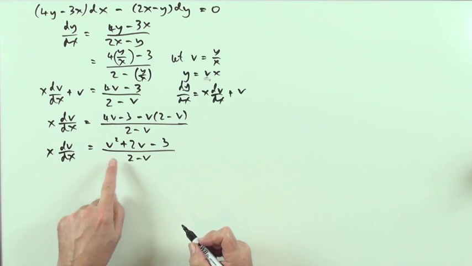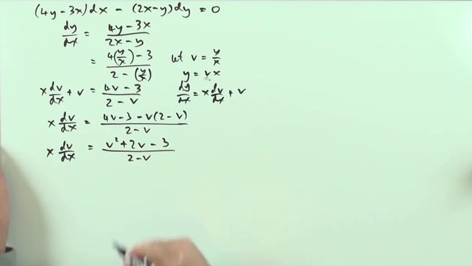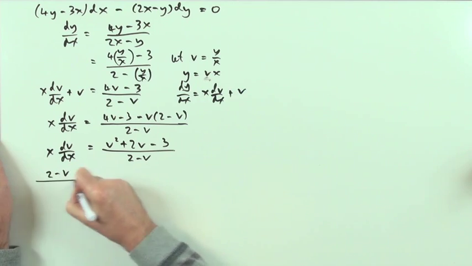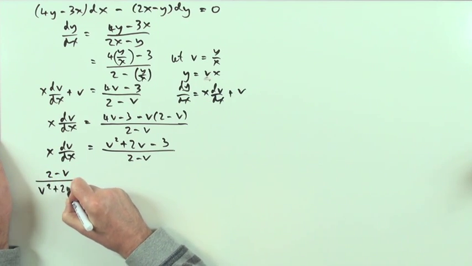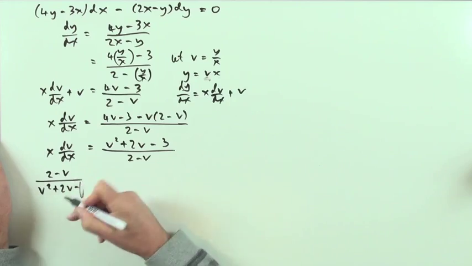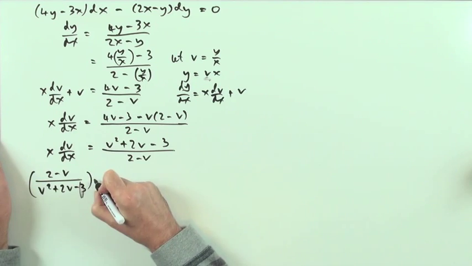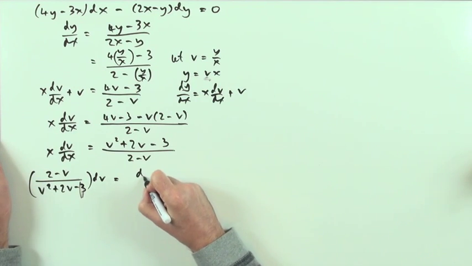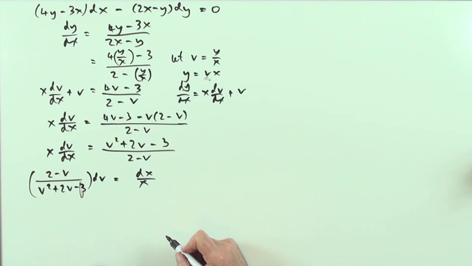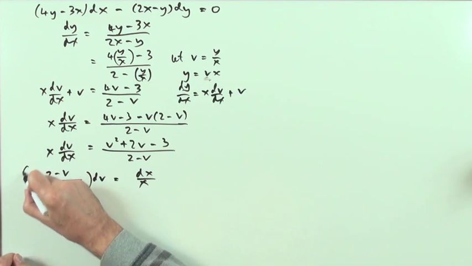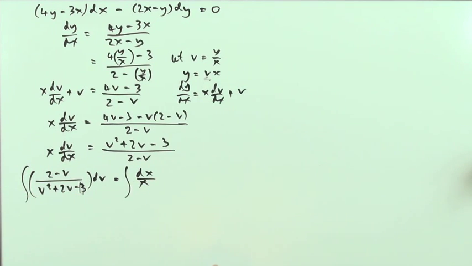So that part can join that, and that part go on the other side. So I've got 2 minus v over v squared plus 2v minus 3 dv equals dx over x. Now it's ready to go. Now I can just integrate both sides. So that's simple, takes you back to log. And in this one here, unfortunately, that's spoiled because that's not just the derivative of the bottom, so I'll have to use partial fractions in that bit.